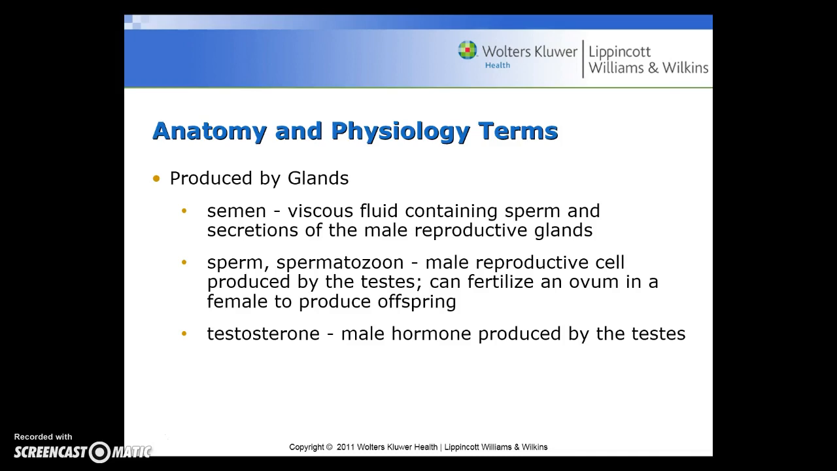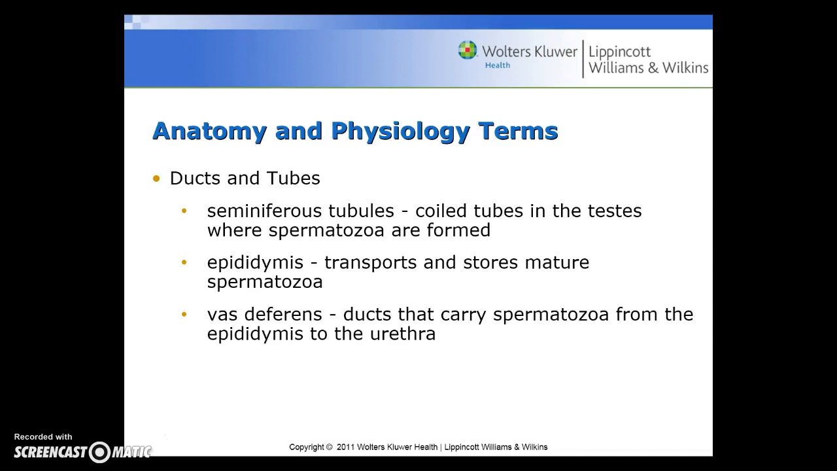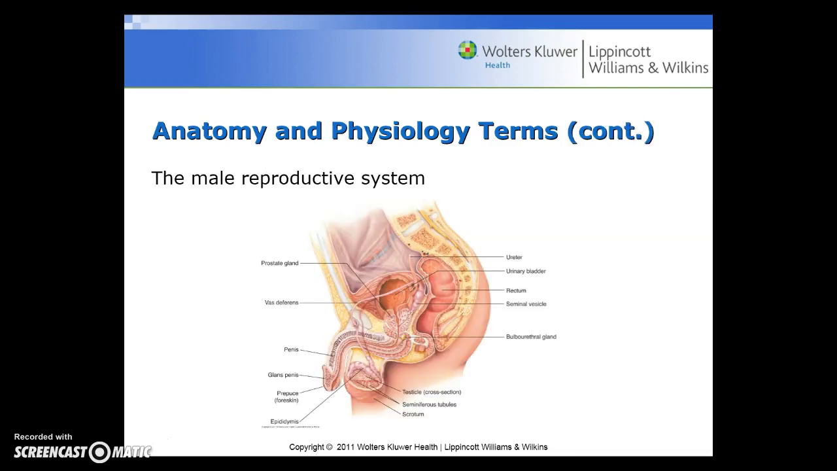Testosterone is the male hormone produced by the testes. Ducts and tubules in this system are the seminiferous tubules, the coiled tubules in the testes where spermatozoa are formed. The epididymis transports and stores mature spermatozoa, and the vas deferens are the ducts that carry the spermatozoa from the epididymis to the urethra. So be sure you understand the anatomy and physiology and their terms.